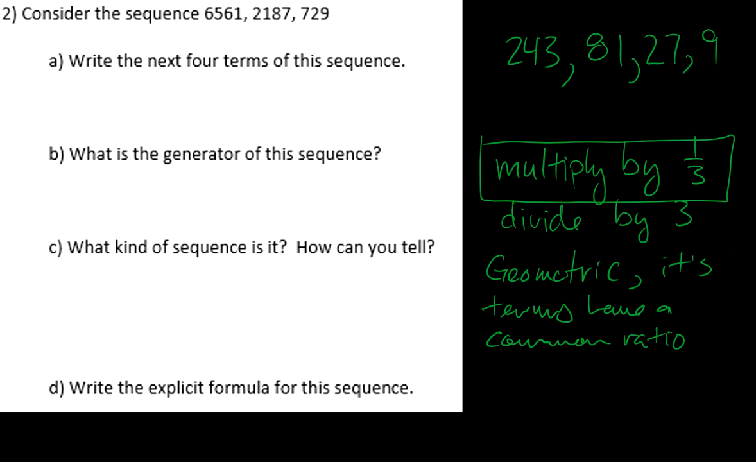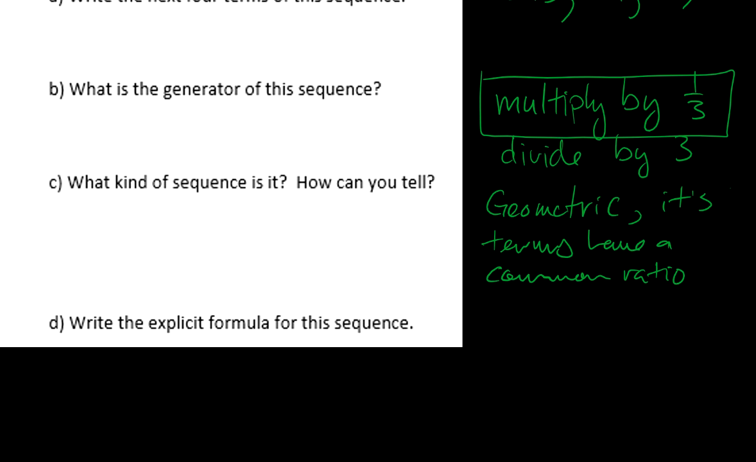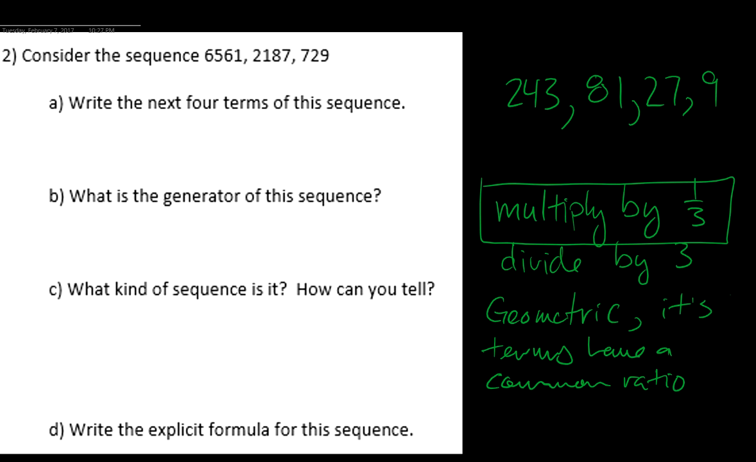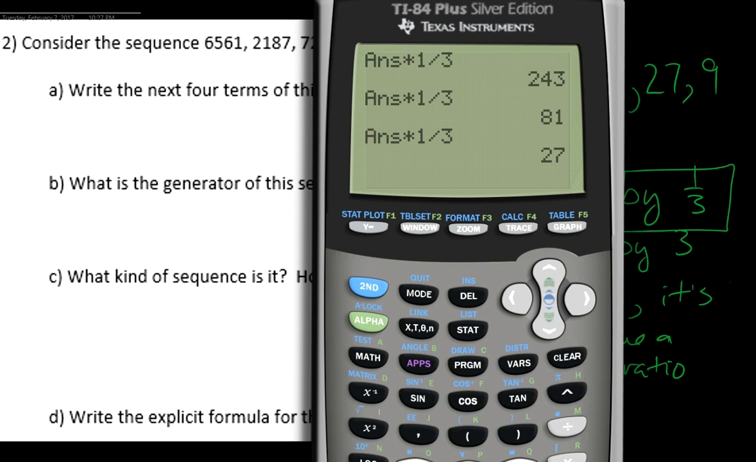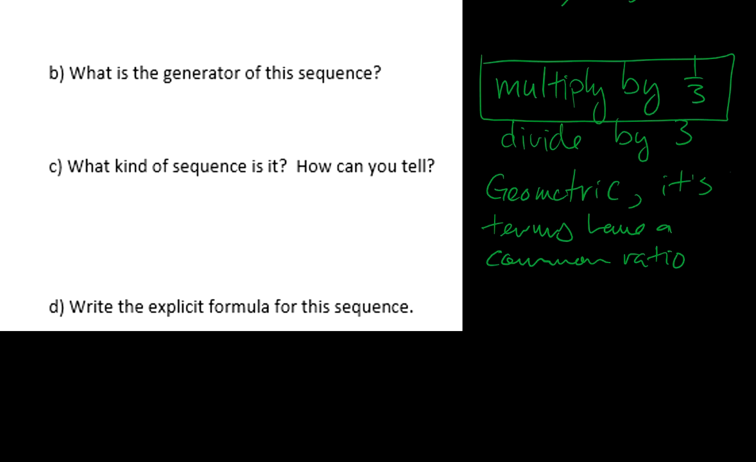And then finally, the last question for this part is to write the explicit formula for this sequence. I know the first term, and in order to write the explicit formula, I'm going to want to know what the 0th term is. So let me take the 6,561, and instead of dividing by 3 or multiplying by 1/3, I'm going to multiply by 3 to get the term that would precede it. So you can see the 0th term there is 19,683.